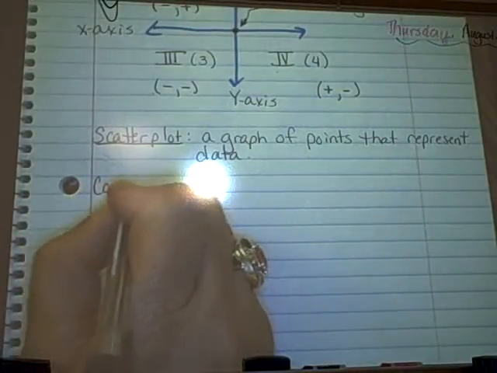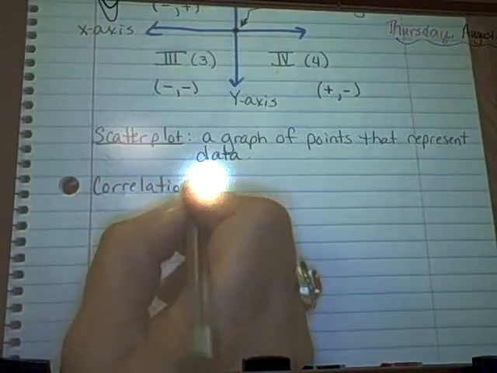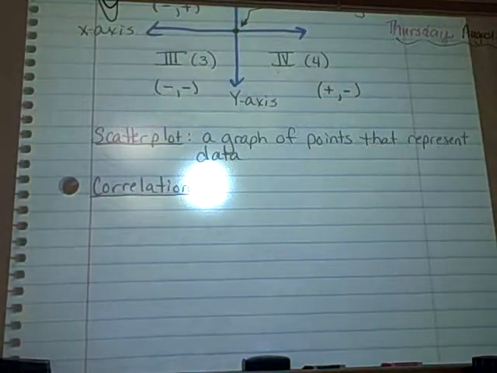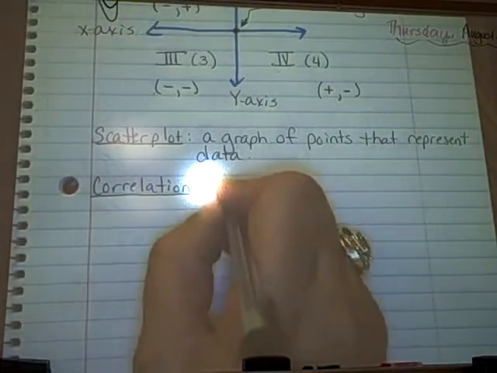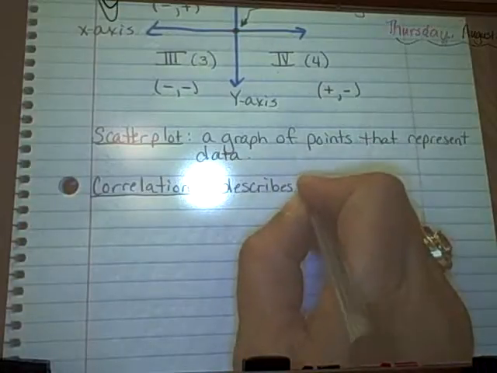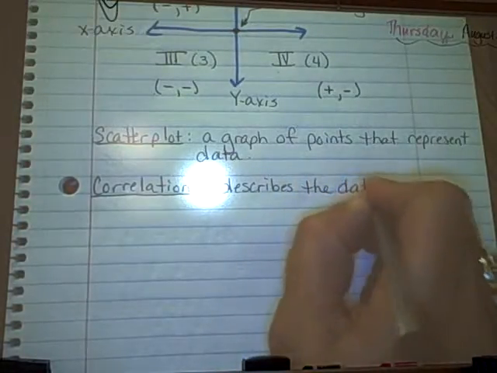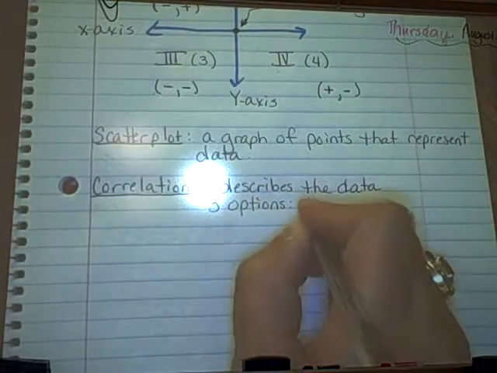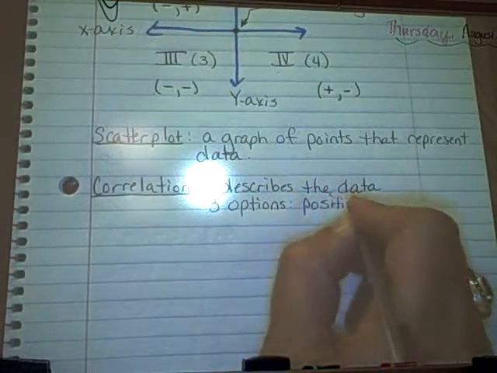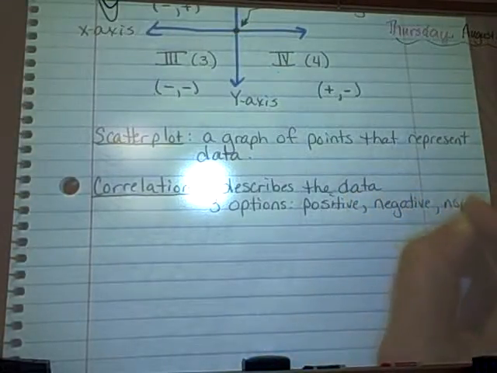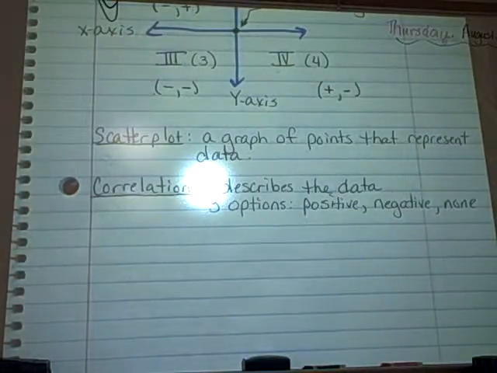Okay, correlation is the next word. Correlation describes your data. And there's only 3 options. You've got positive, you've got negative, and you've got none. That's your only 3 options.